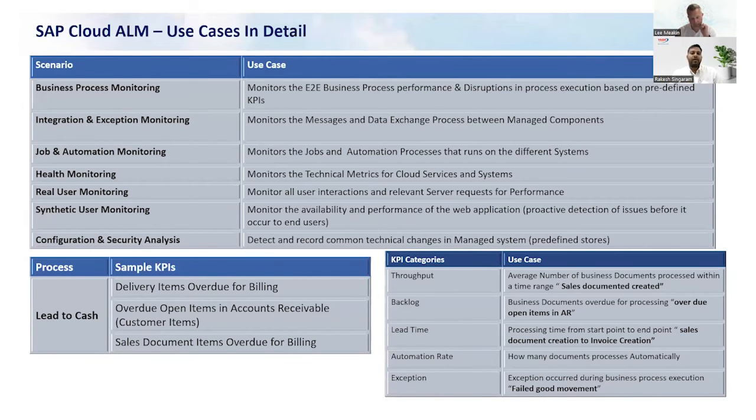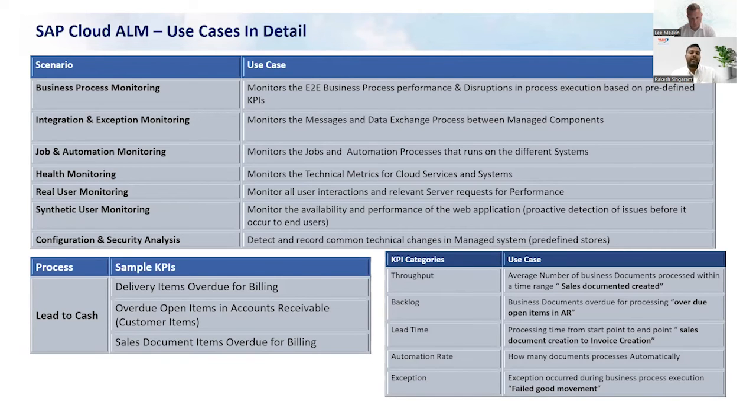Let's say, for example, there are out-of-the-box KPIs, and those KPIs are monitored in different categories such as throughput, backlog, lead time, automation rate, and exceptions. For example, let's say you have 10 warehouses and you're planning to get 10 purchase orders in a week, but you see that you're getting 100 or 200 purchase orders in a week. That means it is receiving more than what was planned for. That's the kind of throughput issue you can monitor using the throughput category.